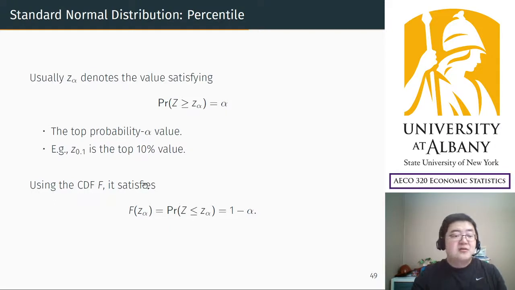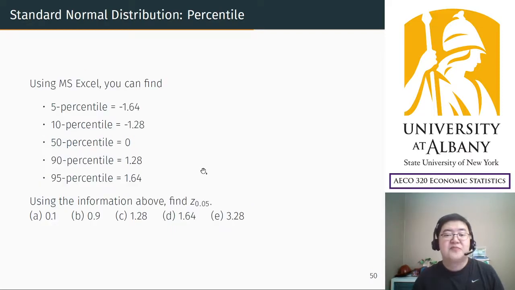Okay, and then try this. I have those numbers and we would like to find z subscript 0.05. Using this notation, what is the value we are looking for? Using this information and in terms of this notation, what does it mean? Try this. I will continue in the next video.